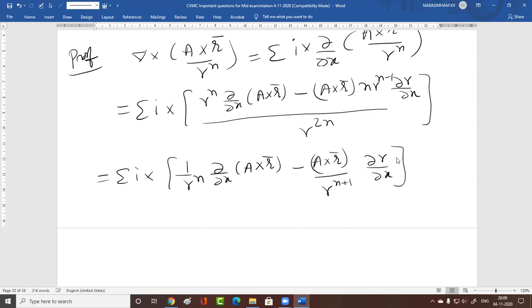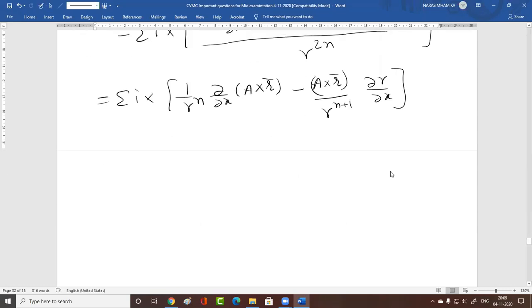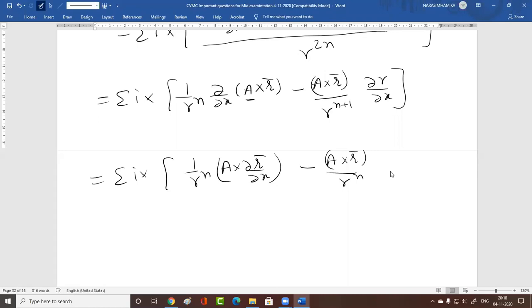Okay. Sigma i cross. So again using the UV formula, find the partial derivative. 1 by R power n into A bar cross dou R bar by dou x. First term. The second term is dou A by dou x. A is a constant vector, so that's why this term is 0. So no need to write the second term because this is a constant vector. Minus A bar cross R bar by R power n into x by R, because dou R by dou x equals x by R.